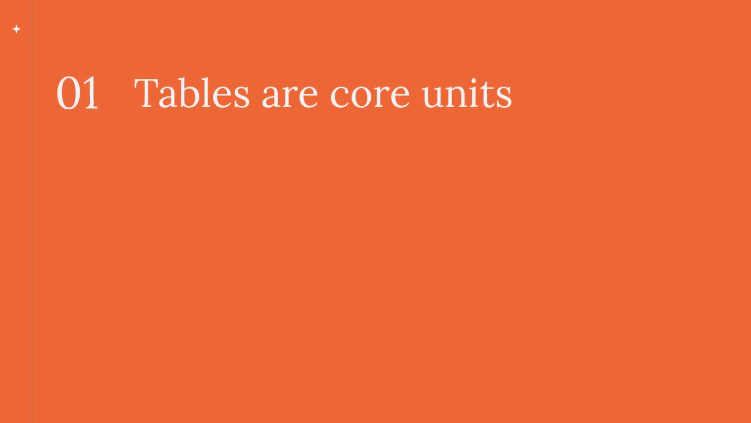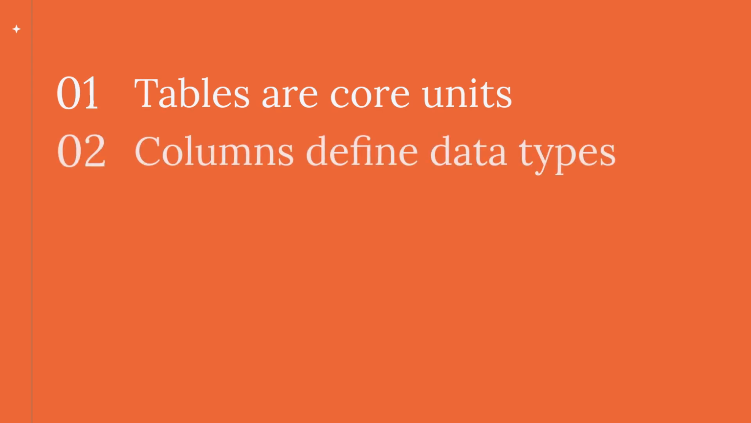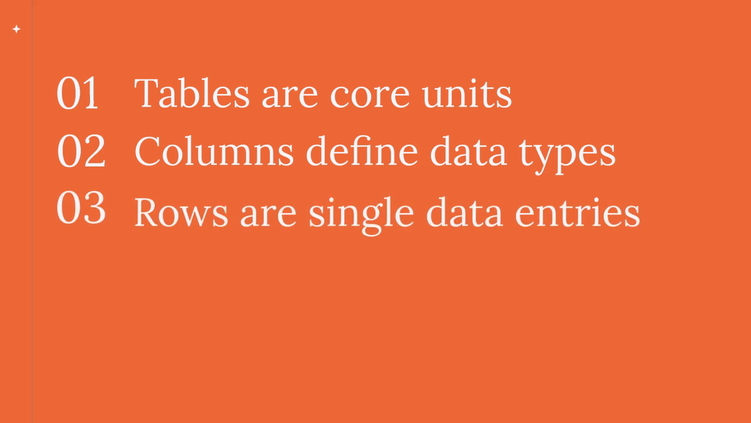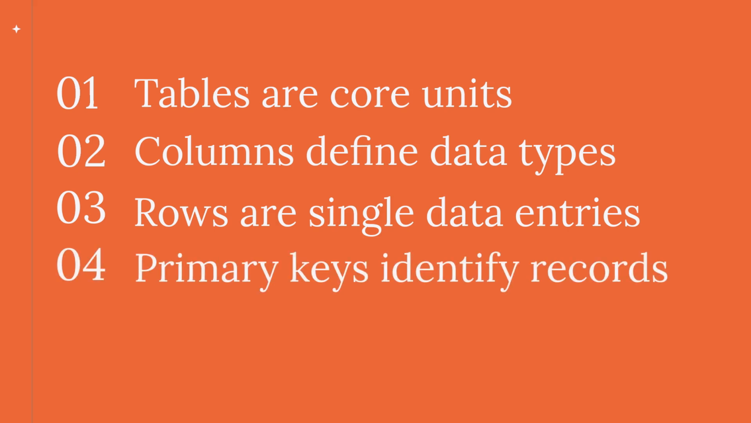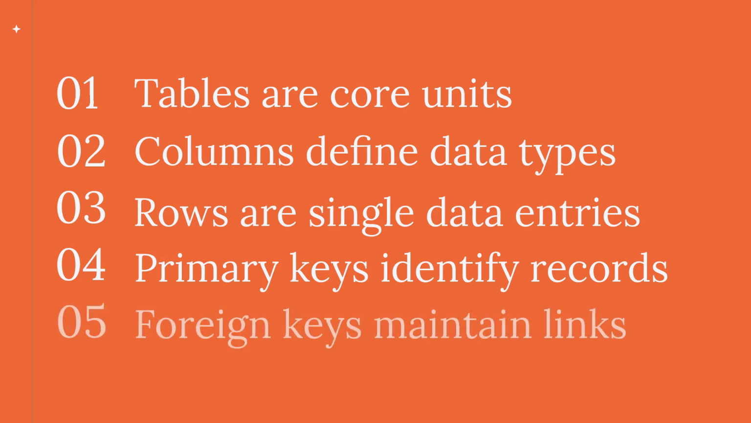Tables form the core storage unit in any relational database. Each table consists of columns with defined data types and rows that represent single data entries. Primary keys uniquely identify records, while foreign keys maintain relationships between tables. This structure not only holds persistent data, but also enforces data integrity through constraints. Imagine a table of employees, each with a distinct ID, name, and department.